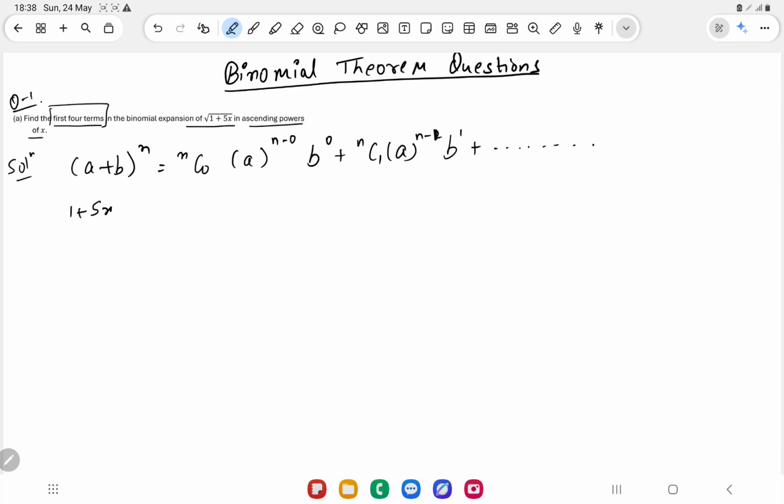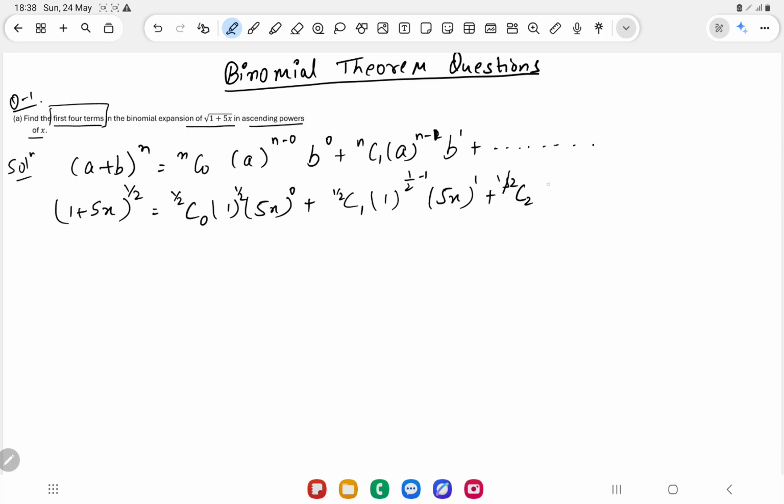So I can rewrite the given expression as power half. If I want to write the first 4 terms, I will start with half C0. It will be 1 to the power half minus 0, 5x to the power 0. Then again half C1, 1 to the power half minus 1, 5x to the power 1. Half C2, 1 to the power half minus 2, 5x to the power 2, and the last term, that is my fourth term, will be half C3, 1 to the power half minus 3, 5x to the power 3.